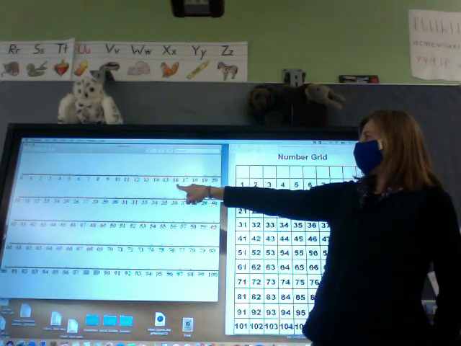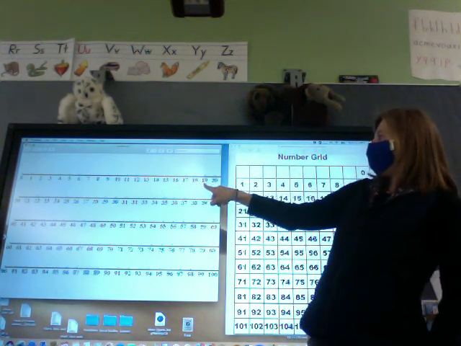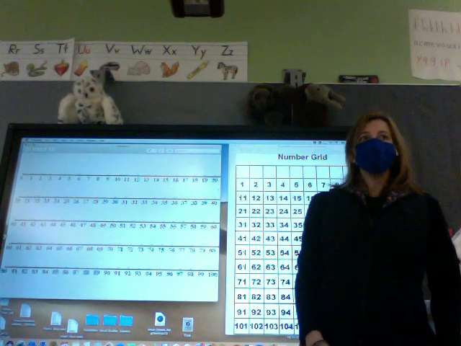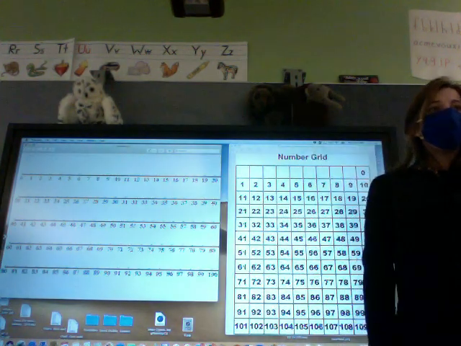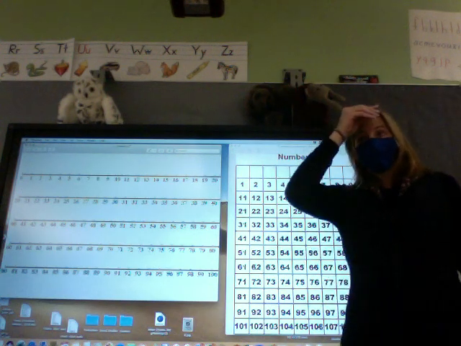Beautiful, that was amazing. Now we're going to count by tens. So this is something we talked about last week, counting by tens.